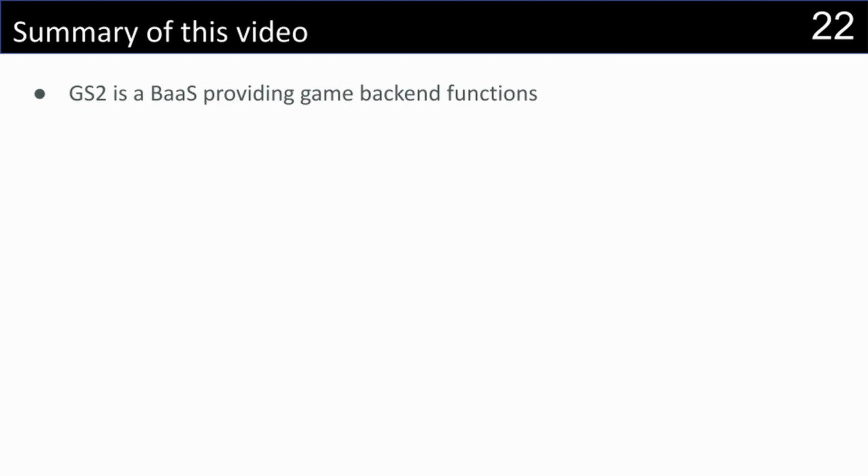Lastly, let's recap what we discussed about GS2 in this video. GS2 is a backend as a service, BaaS, that provides game backend functionality, taking on the responsibilities of backend development and operations on behalf of game developers. The various functions of GS2 can be easily accessed using SDKs, which are available for game engines and major programming languages. When utilizing GS2, there is no need for server management. GS2 handles all aspects of constructing and operating the servers and the infrastructure keeping them running.